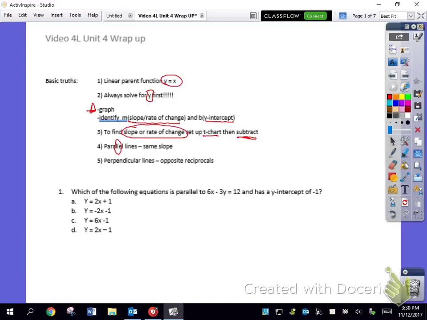Parallel lines, the sign for parallels, two L's together, have the same slope. Perpendicular lines look like an L, and that's when you have the opposite reciprocal. Okay, so those are basic things you need to remember.